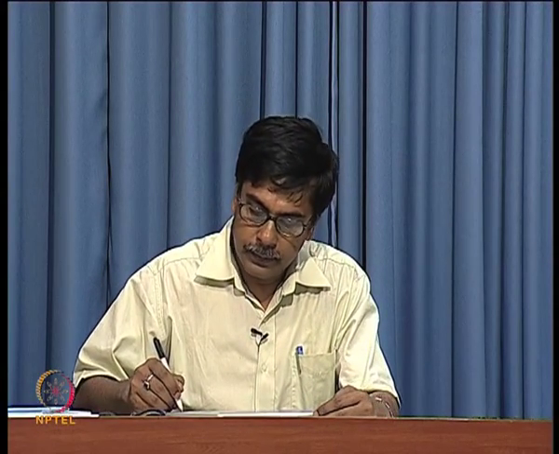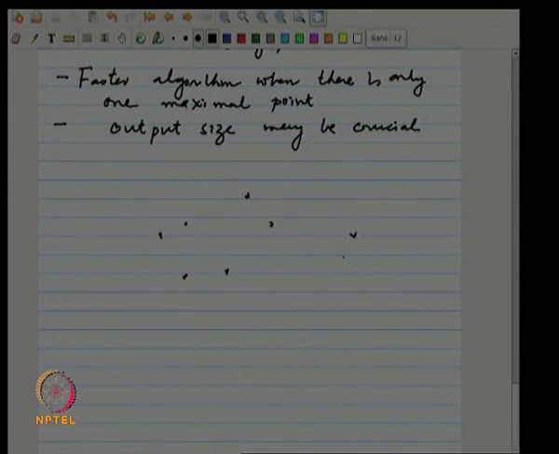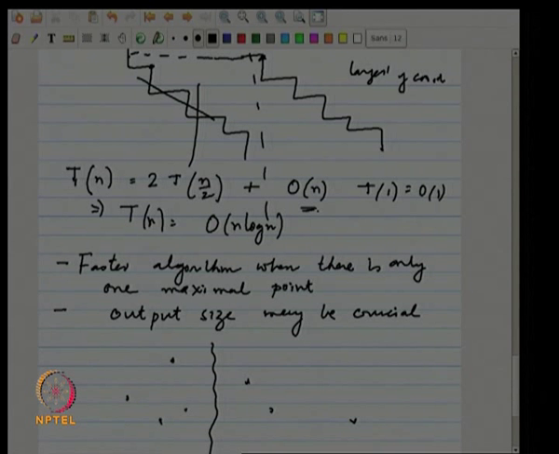In other words, when we have these points, suppose this is my median line. I want to find out, to the right of this median line, what is the maximum y coordinate. And for that, do I have to sort? No, right? I only need to find the median, which takes order n time. By the way, I forgot to mention that this order n term not only has the component for merging, but also has the component for finding the median. Median plus merging, it has both these components.